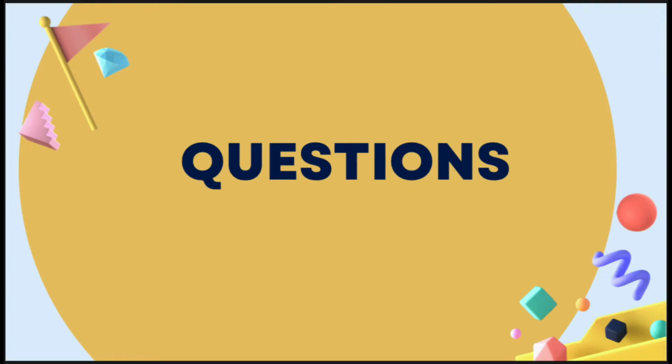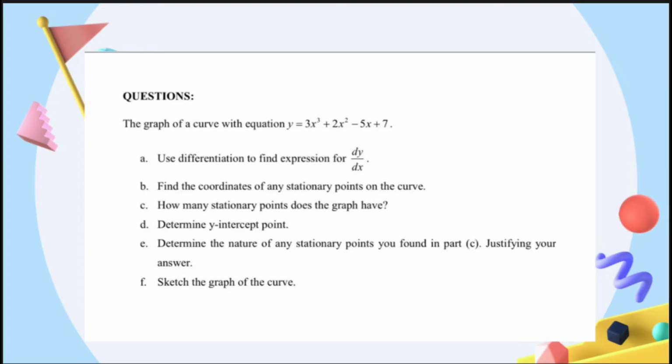These are the questions. Question A. Use differentiation to find the expression for dy per dx. Question B. Find the coordinates of any stationary point on the curve. Question C. How many stationary points does the graph have? Question D. Determine the y-intercept point. Question E. Determine the nature of any stationary point you found in part C, justifying your answer. And the last question is sketch the graph of the curve.